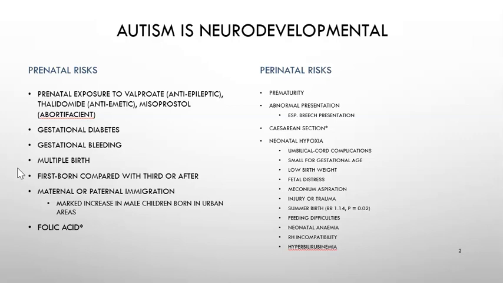You'll see there's an asterisk next to it. That's because there's a debate on folic acid as either an increased or decreased risk of autism. So a lot of early reports suggested that folic acid supplementation after conception increased the risk of ASD. But some recent studies showed that folic acid supplementation at the time of conception may actually decrease the risk of ASD. So we still need more information on that.